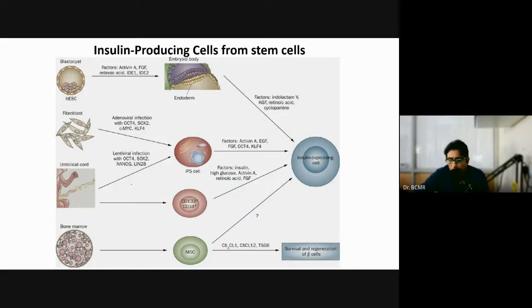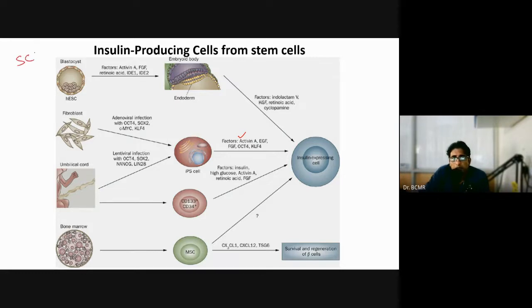Here are a few examples of approaches. I don't need you to mug up all the names of these genes, but rather I want you to think about how you would do it, if you have understood the biological problem with diabetes and the functioning of a normal tissue, and you're trying to imitate the normal tissue. How would you do that is the question.